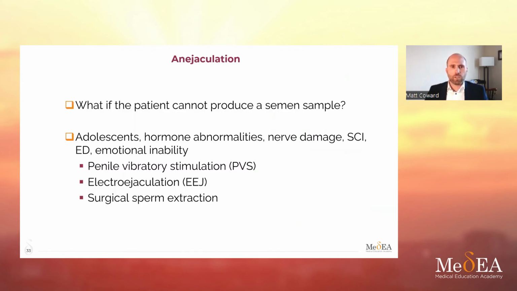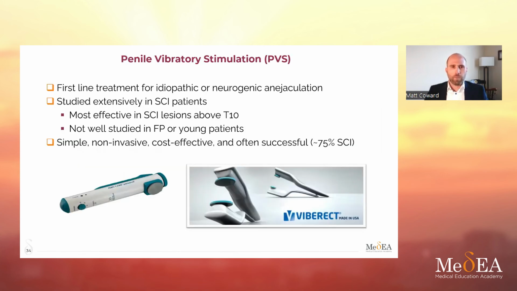So what about with anejaculation? What about if a patient cannot produce a semen sample? This would be patients such as adolescents, patients with hormone abnormalities, nerve damage, spinal cord injured patients would be the most common. Almost all patients with spinal cord injury have anejaculation. And this can be approached through different assistive ejaculatory techniques, including penile vibratory stimulation, electroejaculation, or if those fail, we can turn to a surgical sperm extraction as well.